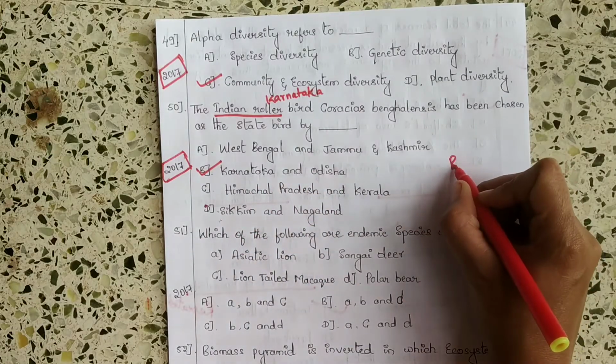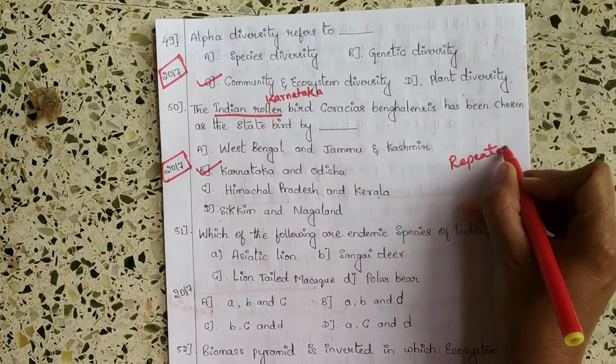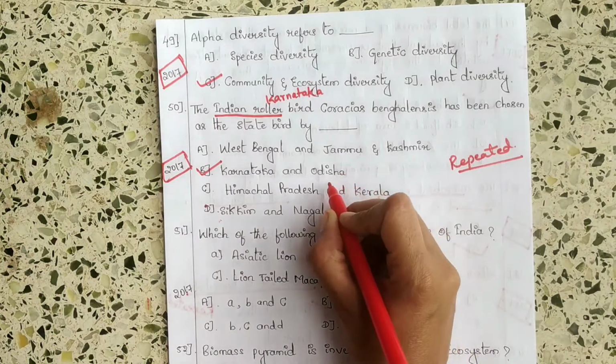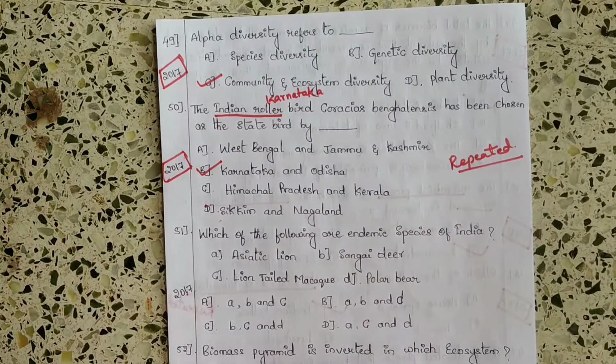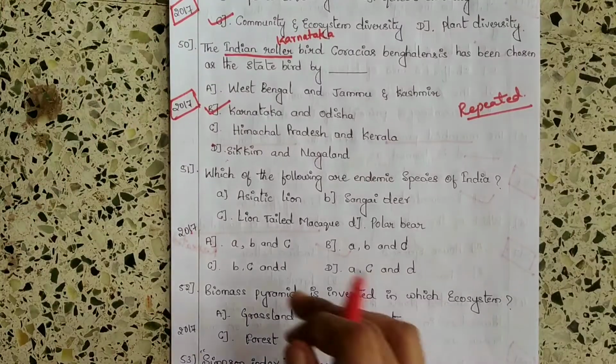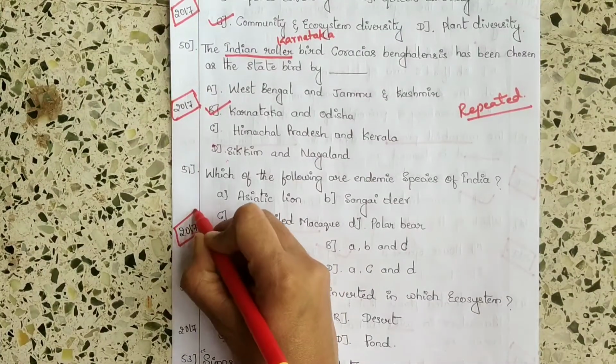I told you this question is repeated. Okay, so remember, the state bird of Karnataka is Indian roller, and it is also the state bird of Odisha. Okay. Let me move on to the next question, which is 51, which is asked in the year 2017.